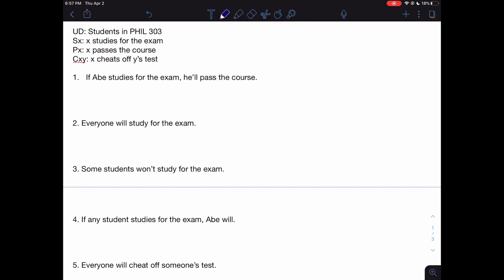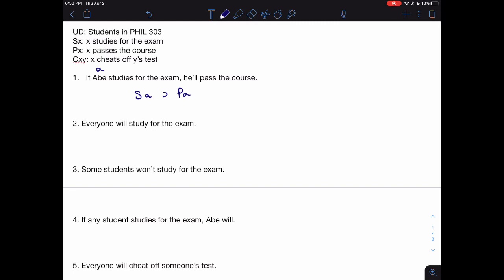Okay, let's get started. So the first sentence we're asked to translate actually doesn't require any quantifiers. It's just a little warm-up practice. If Abe studies for the exam, so we want to take the predicate, x studies for the exam, and fill it in with the name in order to complete the sentence. So in this case, let's say Abe gets represented with a lowercase a. So if Sa, then Pa.